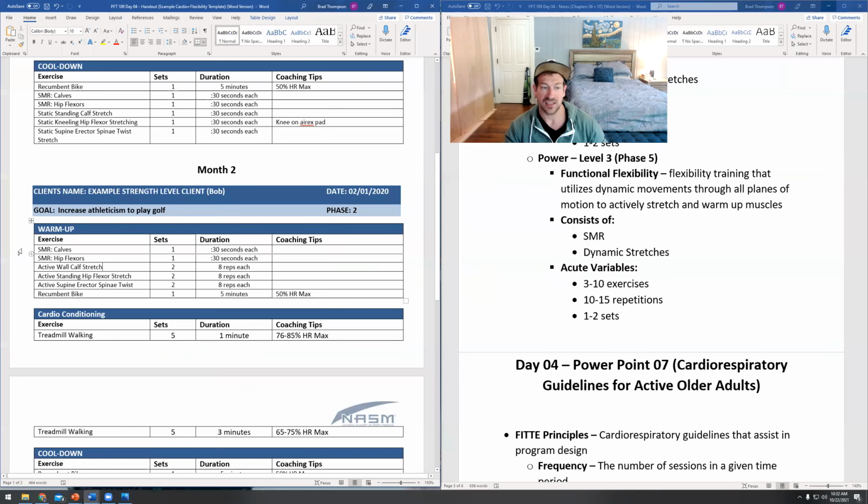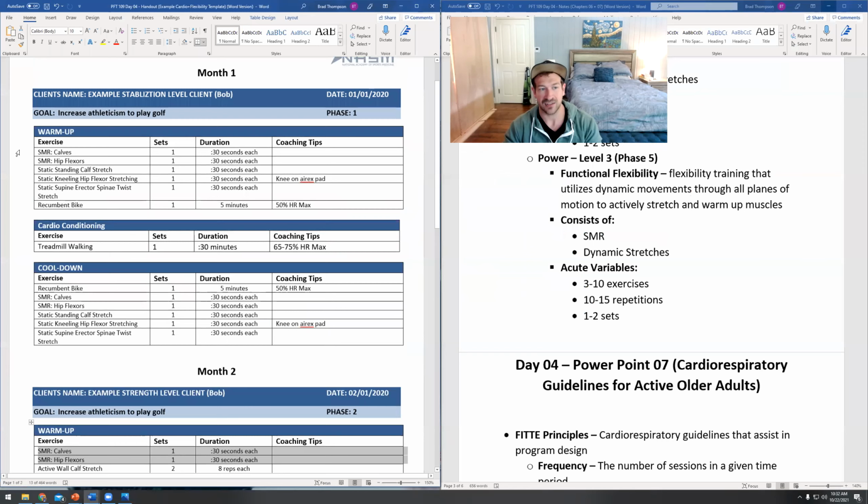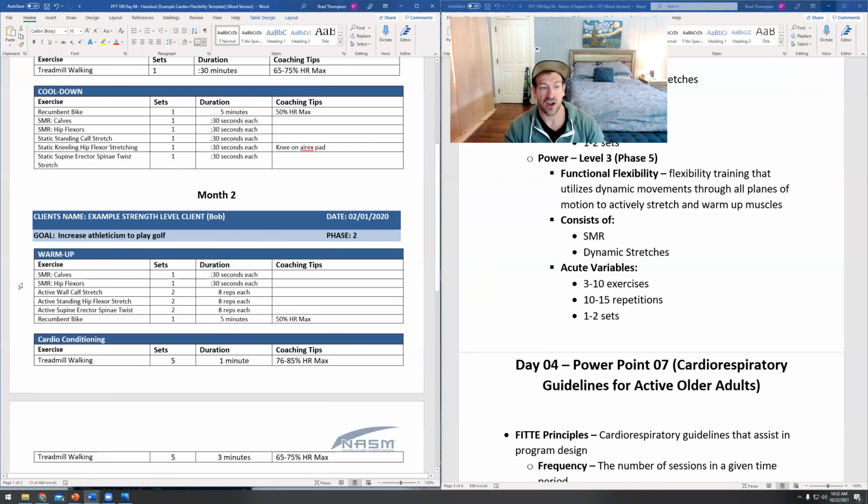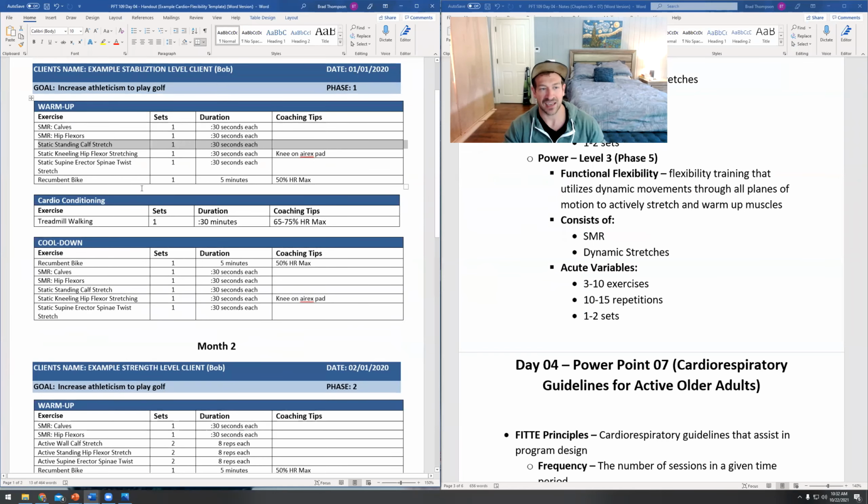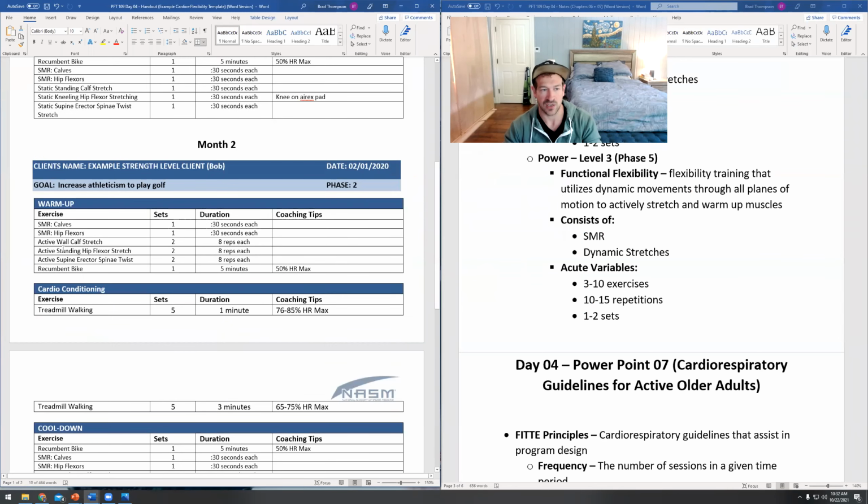So now he's still got the same overactive muscles. So we're going to SMR the calves and the hip flexor still. It's exactly the same as last time. But now, instead of doing a static calf stretch or a static hip flexor stretch or a static erector spinae stretch, we're going to do an active calf stretch. So he's only going to hold his stretch. Oh, I actually forgot to put this here. 1 to 2 seconds.